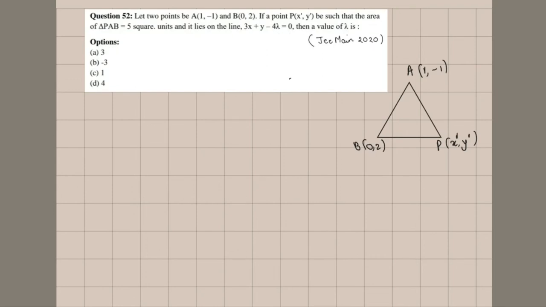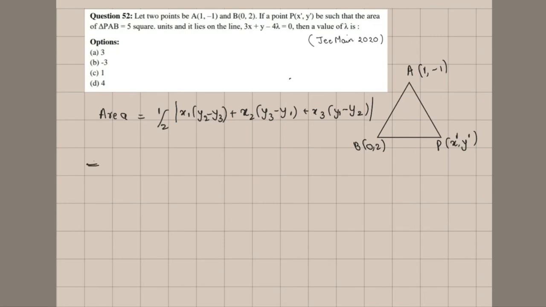Then the value of lambda is, we know that the area of a triangle is half into modulus of x1 into y2 minus y3 plus x2 into y3 minus y1 plus x3 into y1 minus y2. This is discussed in lecture 1. If you don't know what this formula is, do watch lecture 1. So we know the area of the triangle if the 3 points are given, but the area is given as 5. So we need to equate these two. We get an equation in x dash comma y dash.